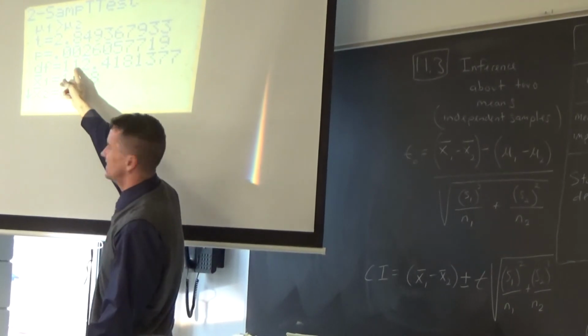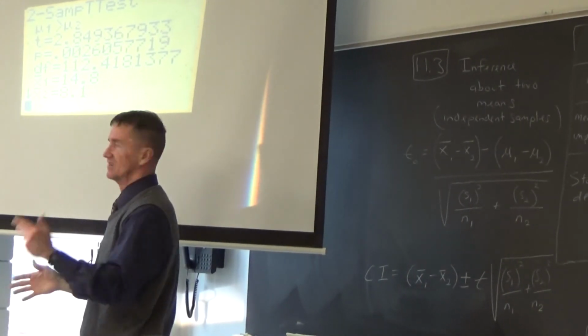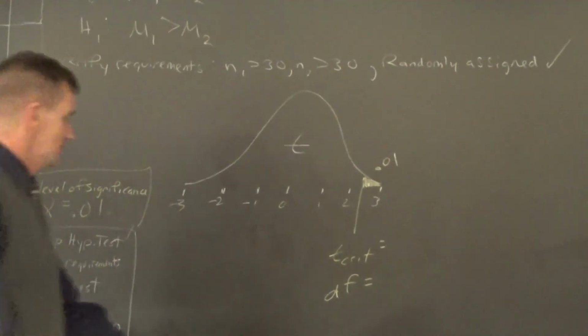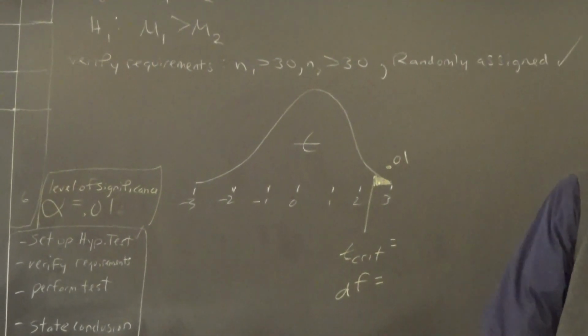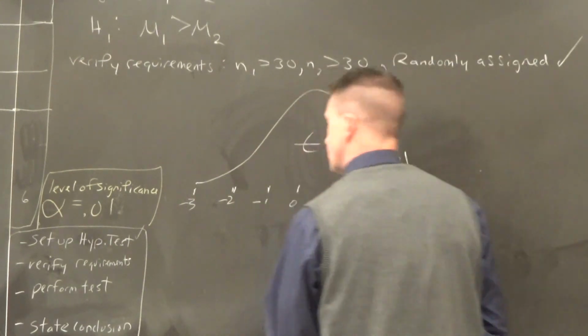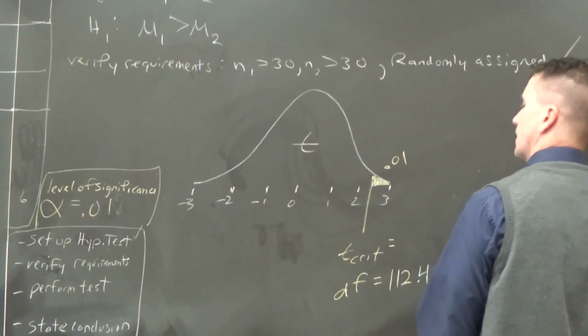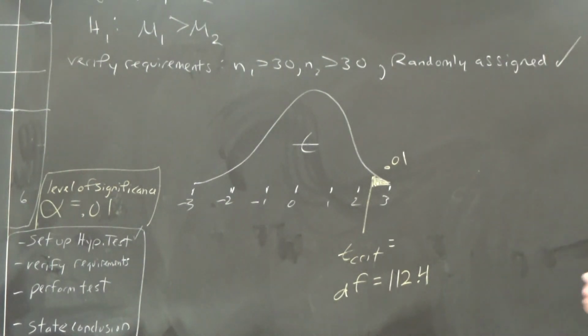So when you look at it, you go, what? It came from that funny formula I put on the board. So I'm going to write that down. The degrees of freedom was 112 point what? 4. I'll put all these numbers down. We'll wrap up this stuff. Degrees of freedom: 112.4. Okay. What was the p-value?